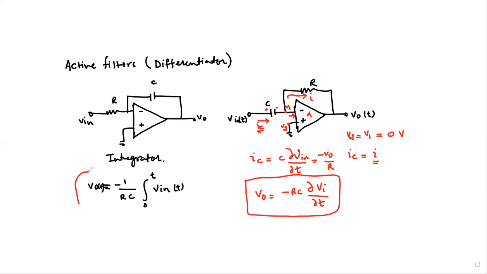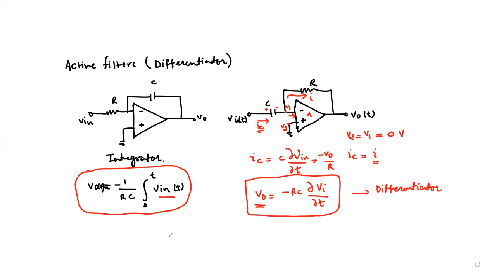So you see here, the earlier expression was the integration of the input signal. Here the output voltage is the derivative of the input signal. So we call this circuit as performing the action of differentiation. It performs the derivative action: a differentiator.